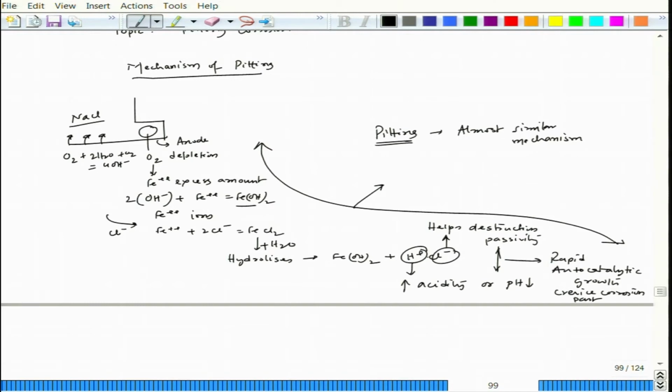The only difference is, if you consider this part, the depletion of oxygen, this happens and the entire thing happens during the growth stage. So whatever mechanism we have just indicated in case of crevice is basically the growth stage mechanism in case of pitting, but this is not applicable to the initiation stage.